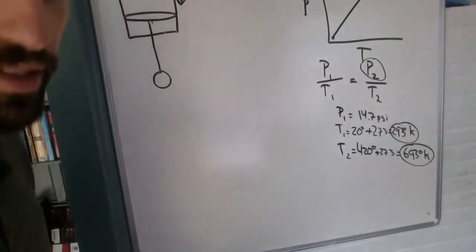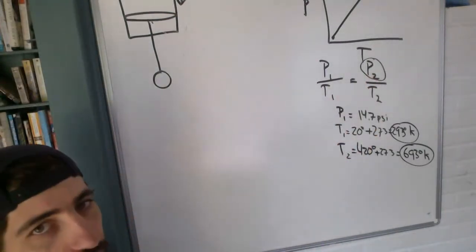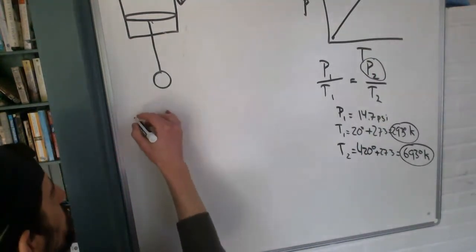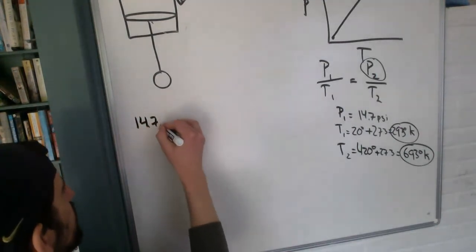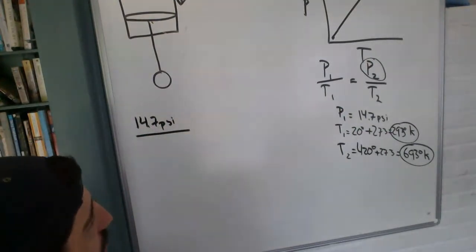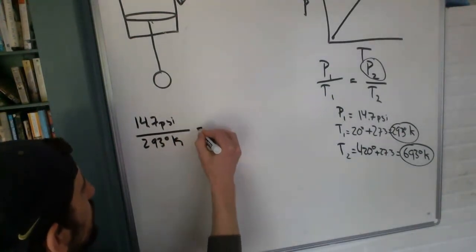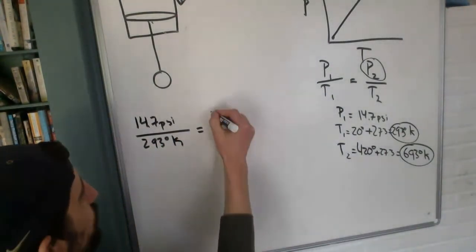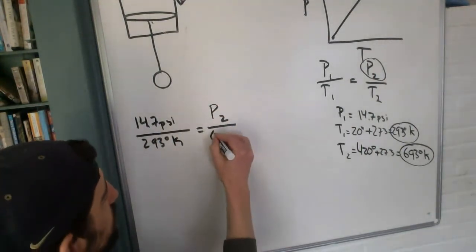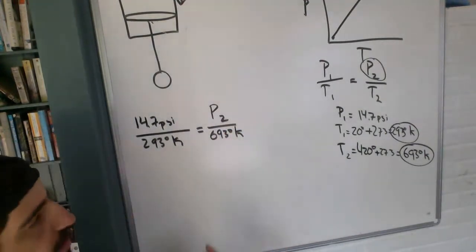Okay, so let's plug that in here and let's see if we can solve for the pressure inside the cylinder when it combusts, when it burns. All right, so pressure 1 is 14.7 psi, and temperature 1 is 293 degrees Kelvin, and that's going to be equal to, on the other side, pressure 2, which we're going to calculate for, divided by temperature 2, which was 693 degrees Kelvin. So I'm trying to solve for this variable right here.